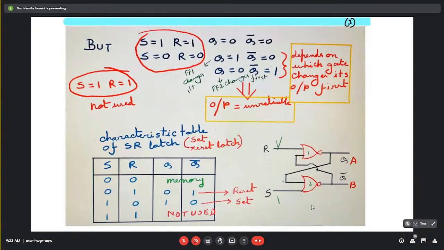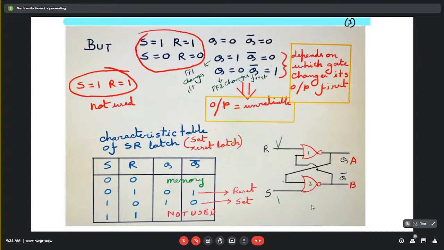Is there any problem if I give both the inputs as 1? At the output, I am getting 0 and 0. Q and Q bar cannot be 0 at the same time. Why? Ma'am, if both are 0, then the complementing stages get unstable. How? You are right, ma'am, but please explain how. Ma'am, Q is the complement of Q bar, so both cannot be 0.